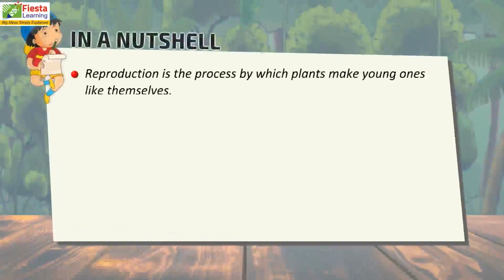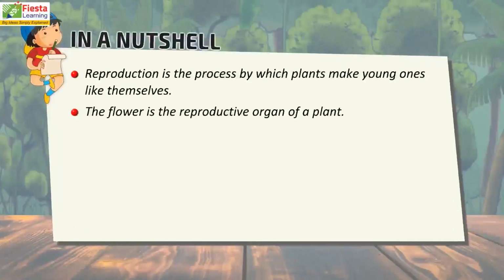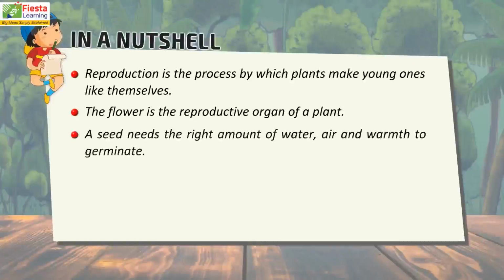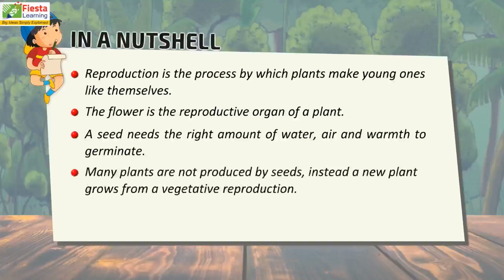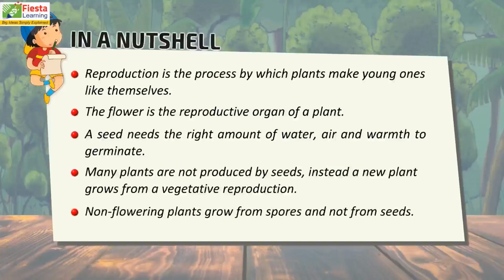In a nutshell, reproduction is the process by which plants make young ones like themselves. The flower is the reproductive organ of a plant. A seed needs the right amount of water, air, and warmth to germinate. Many plants are not produced by seeds. Instead, a new plant grows by vegetative reproduction. Non-flowering plants grow from spores and not from seeds.